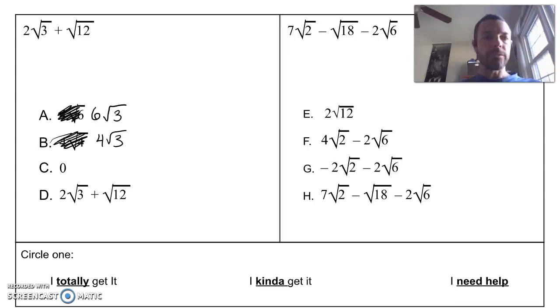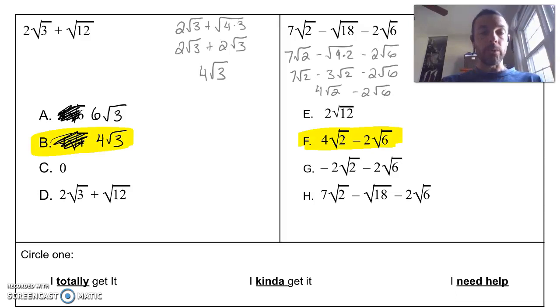From here, without correcting this mistake, you guys would have all been circling down here. Maybe I kind of get it or I need help. There are a couple of typos here. I apologize. That's my fault. Part A should be 6 square root 3 and part B should be 4 square root 3. So those are your multiple choice options. Hopefully that helps clarify. If you haven't finished these, try them again.